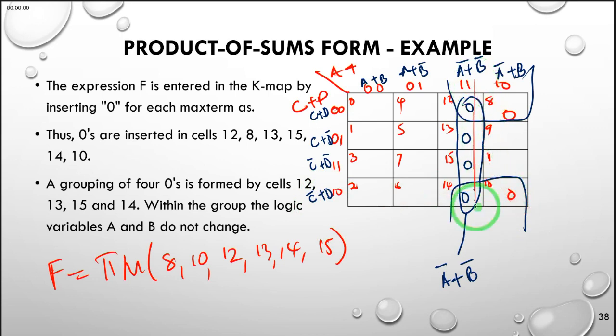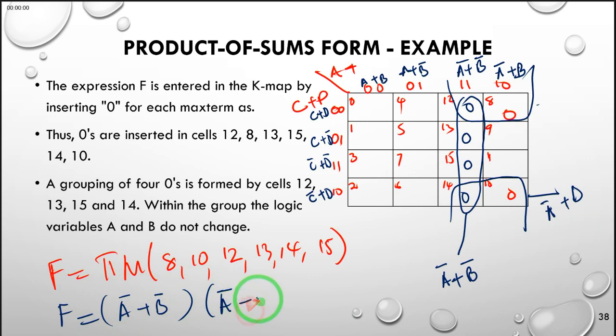Therefore, when we are now just speaking, we just speak what we have here. This is A or B bar. And in this group of 4s, we can see that D is not changing, or A is not changing. So this becomes A bar or D bar. Therefore, we say that we can represent F in simplified form as A or B bar and A or D, which is equivalent to this form. So most of the times this is the final form that you need, but if you are told to express it using the product of sums, you give it as such.